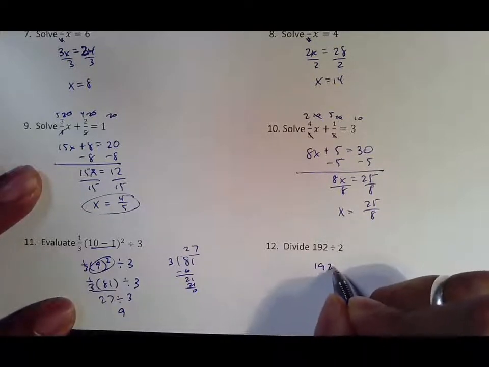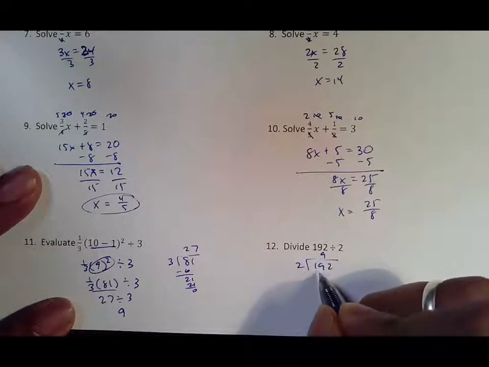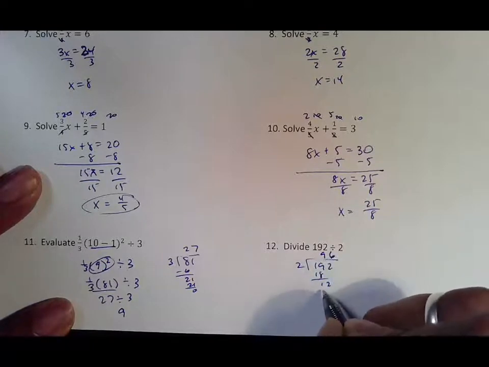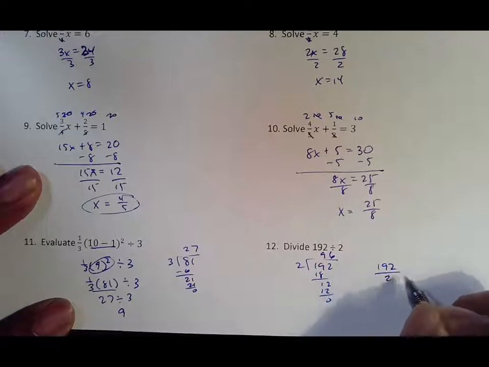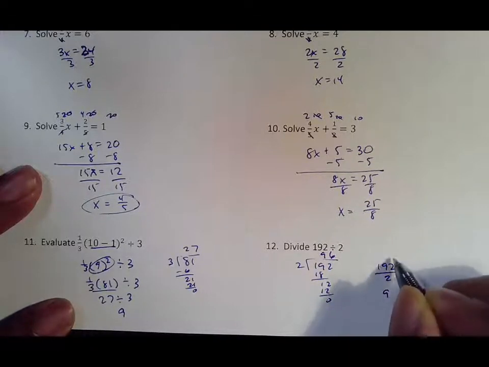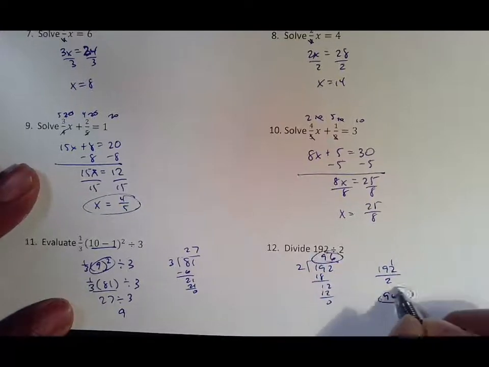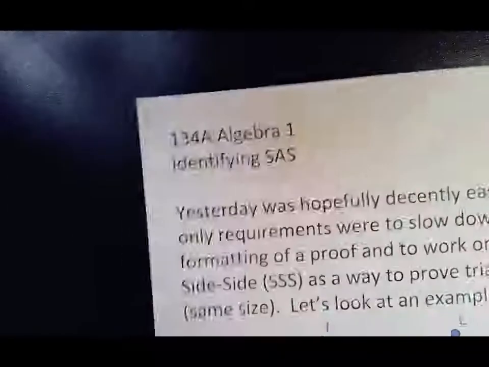And then 192 divided by 2. 2 doesn't go into 1, but it goes into 19 9 times with 1 left over. 2 goes into 12 6 times with nothing left over. Or as I said, if you're going to do it this way, 2 goes into 19 9 times with 1 left over. 2 goes into 12 6 times. Either way, 96 is your final answer. Make sure you try to work on getting one of those things done the proper way.